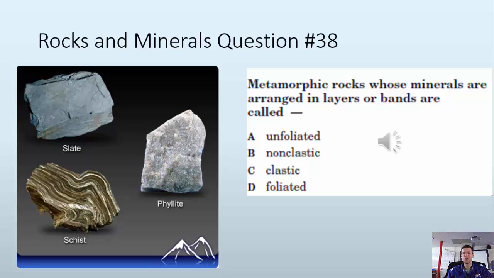Metamorphic rocks, whose minerals are arranged in layers or bands, are called, and remember, metamorphic rocks, the key words here are foliated or unfoliated. Remember, clastic and non-clastic, that's the types of sedimentary rocks. So our choices here are foliated or unfoliated, and rocks that have their layers arranged in very distinct bands like schist or slate, those are called foliated rocks. So our best answer is D.